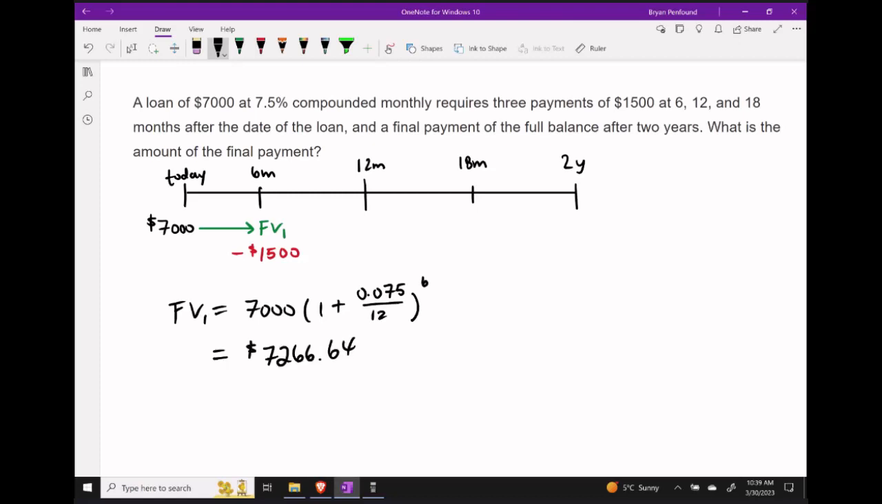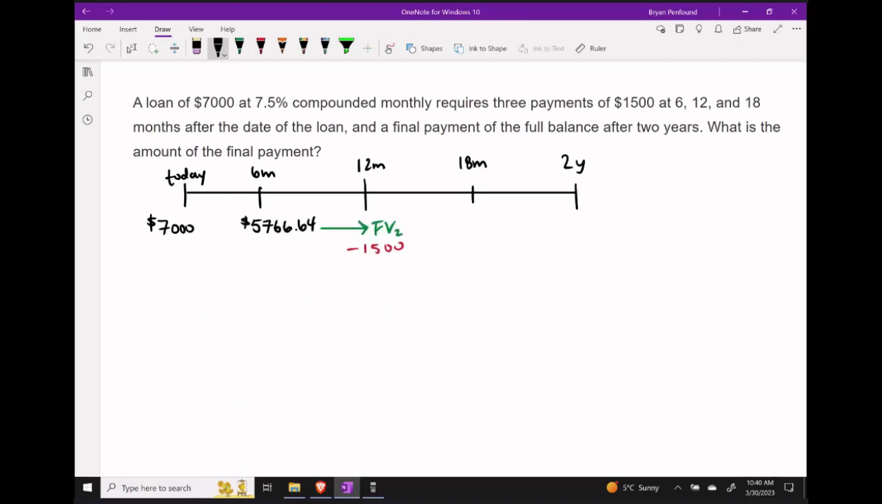Performing this multiplication, we get $7,266.64. And if we go ahead and apply that payment of $1,500, that's going to lessen our amount on the loan to $5,766.64. And now what we want to do is just continue repeating this procedure until we get to the 2-year mark.